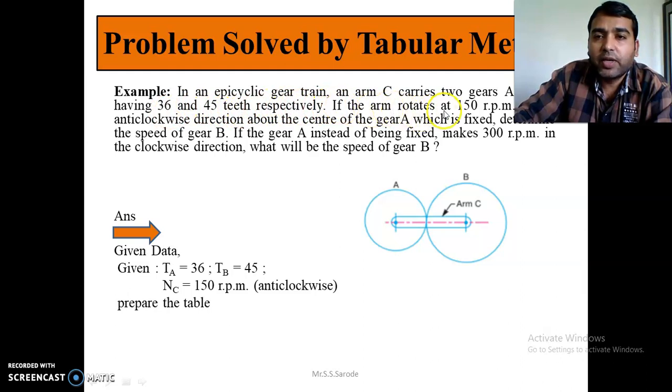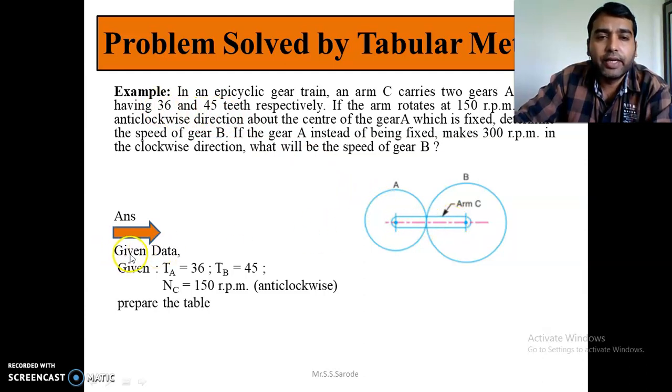If the arm rotates at 150 rpm in the anticlockwise direction about the center of gear A, which is fixed, determine the speed of gear B. If gear A, instead of being fixed, makes 300 rpm in the clockwise direction, what will be the speed of gear B? Now, with the help of this figure, gear A and gear B, two gears, are there having number of teeth 36 and 45, and arm C is there.